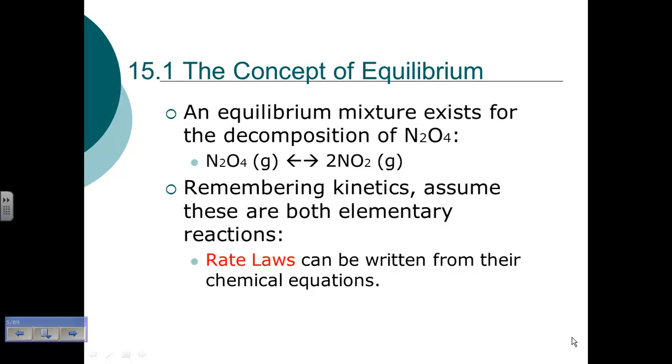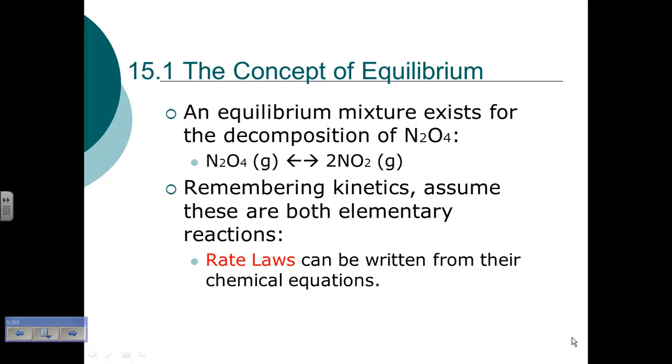They were a part of a multi-step mechanism. Every one of the equations we're studying in a concept called equilibrium are indeed elementary reactions. They may be part of an overall reaction mechanism, but each elementary reaction will be studied in terms of equilibrium. Consider that in terms of its kinetics. We get our rate laws directly from the elementary reactions.